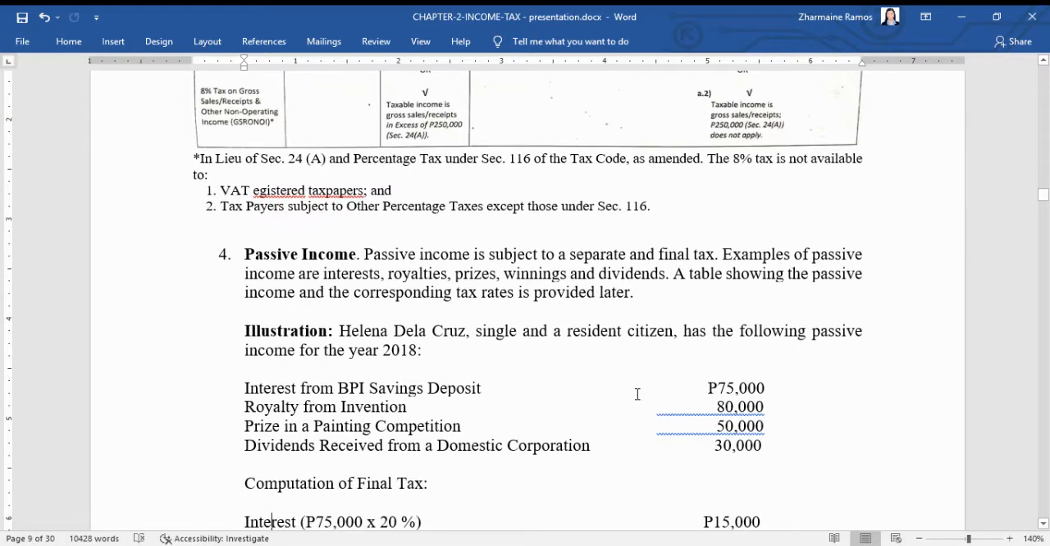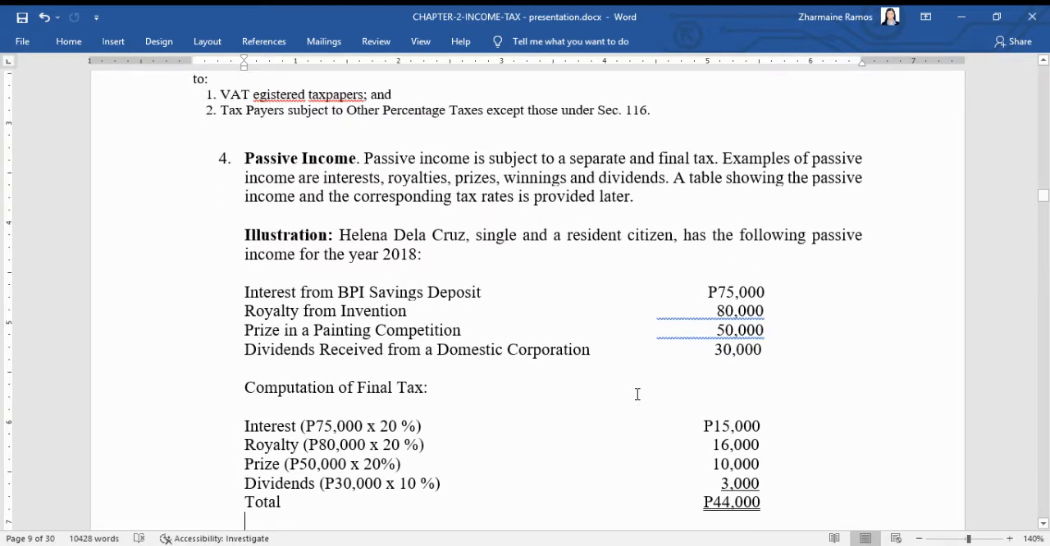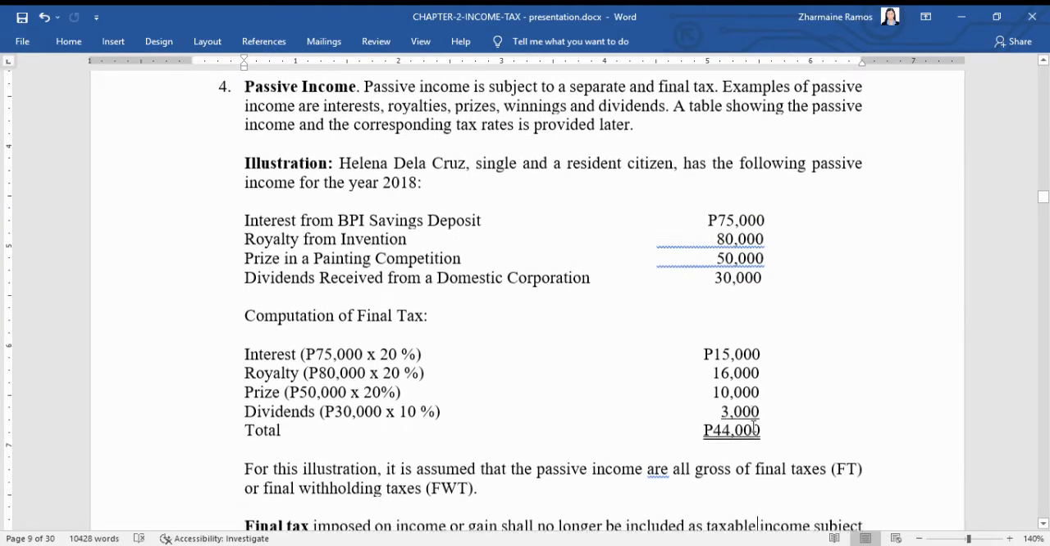So, example, Elena de la Cruz, single and resident citizen, has the following passive income for the year: interest from BPI savings deposit, royalty from invention, prize in a painting competition, and dividends received from a domestic corporation. Paano mo i-compute yung final tax mo? So, every passive income, may katumbas siyang final tax. For interest, royalty, and prize, 20% ang final tax niya. Pero pag dividends, 10% lang ang final tax niya. So, i-compute mo siya kada passive income. So, interest is 15,000, which is 20% of the income, and so on. So, the total final tax here is 44,000.